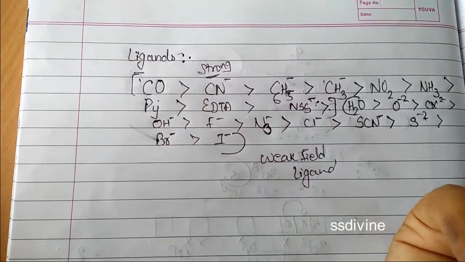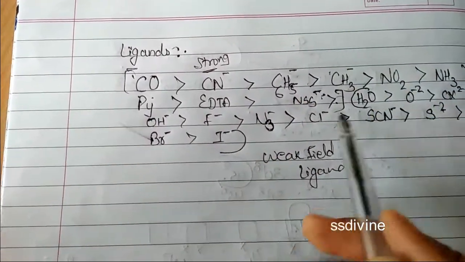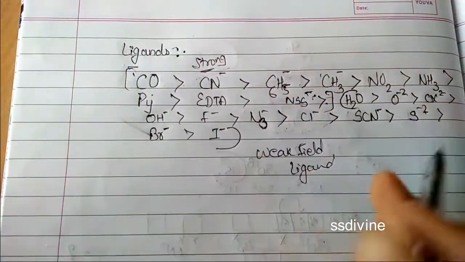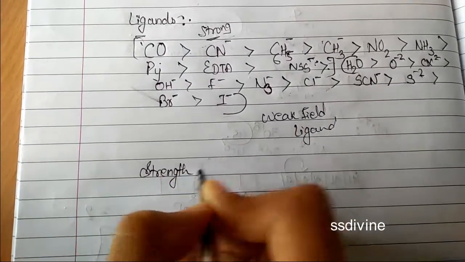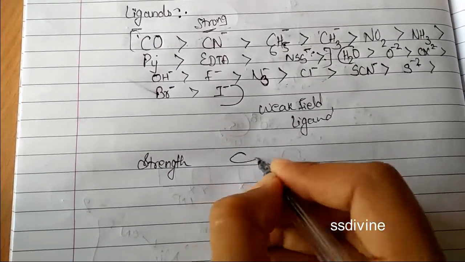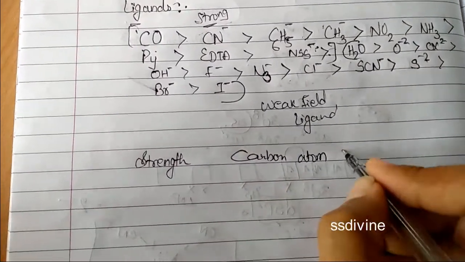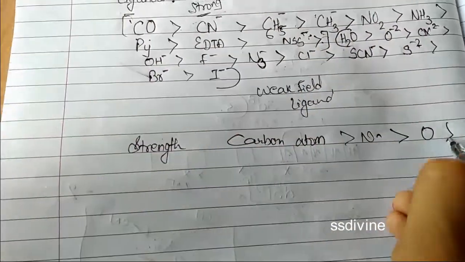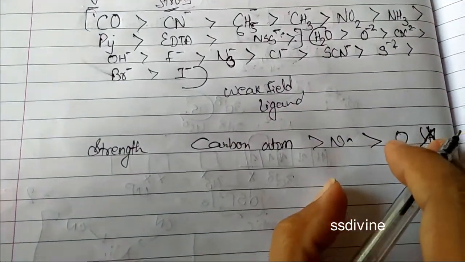So what are strong field ligands? Strong field ligands are those ligands which can pair up the electrons against Hund's rule. They have the tendency to pair up the electrons against Hund's rule. So if we commonly talk about the strength of the ligand, the strongest ligands are carbon donors, or you can say carbon atoms are the strongest, then nitrogen atoms, then oxygen atoms, and then halogen atoms, right? So this is the strength.